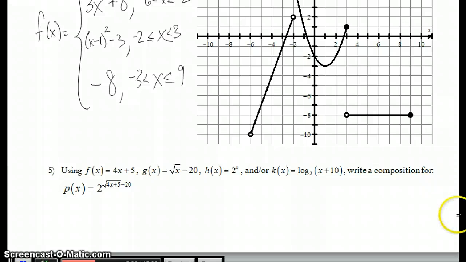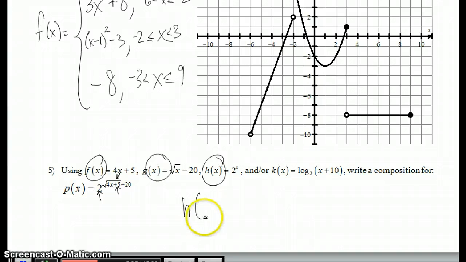And our last question, we're looking to use the functions f, g, and h. And there's one more here, k, to write a composition. And I'm seeing 2 to the power, and I'm seeing a square root, and 4x plus 5. So I'm thinking f, g, and h. H is on the outside, and into that we plug in the square root, but inside of the square root we plug in f, and that is our composition.